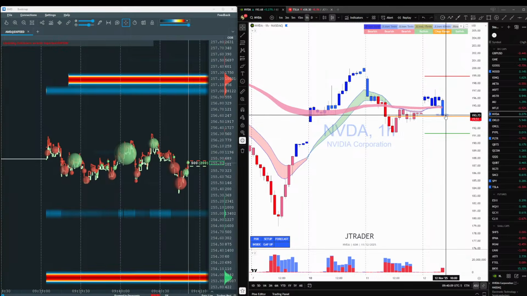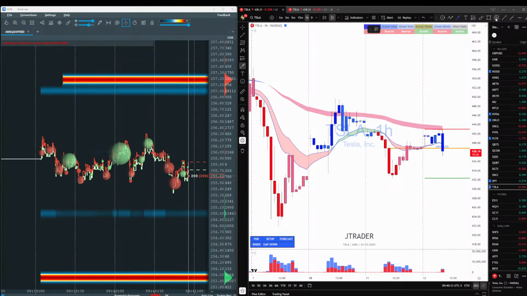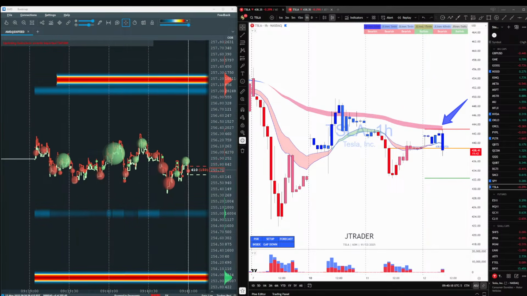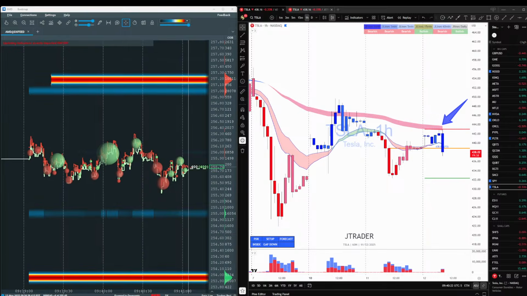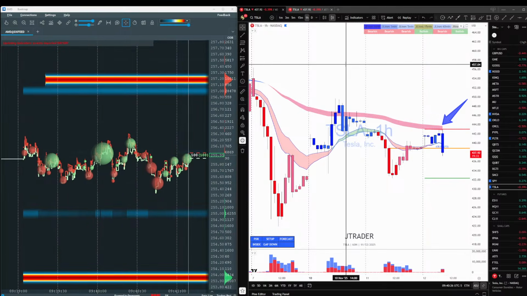So always look at the higher time frame. So we're looking at Tesla, and you can see over here this morning, this rejection of Tesla over here. And I'm going to share the plan on Tesla so that you can actually understand why we're looking at this. This is the plan on Tesla.